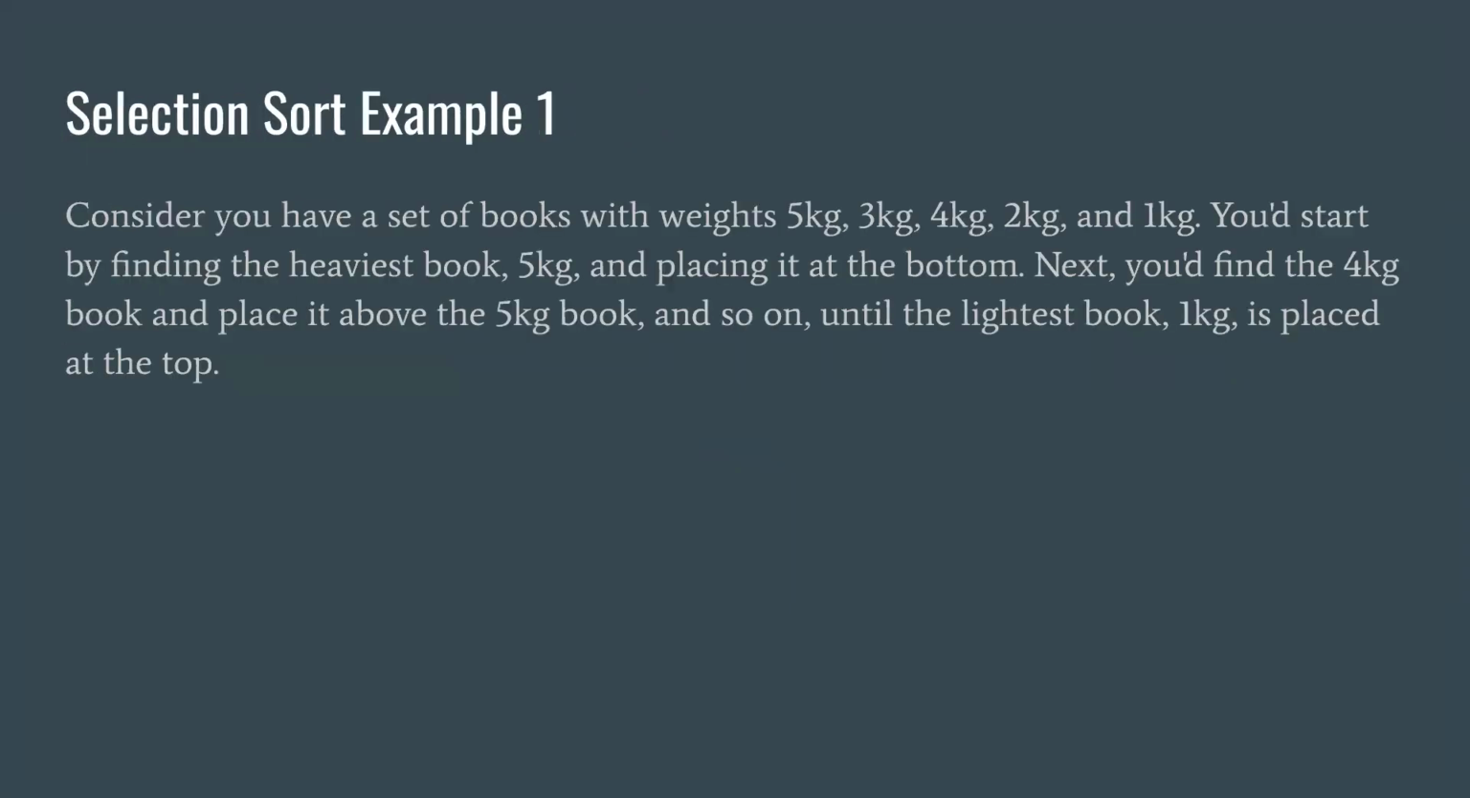Here's an actual selection sort example. So the problem goes like this. Consider you have a set of books with weights 5 kilograms, 3 kilograms, 4 kilograms, 2 kilograms, and 1 kilogram. You start by finding the heaviest book, 5 kilograms, and placing it at the bottom. Next, you find the 4 kilogram book and place it above the 5 kilogram, and so on until the lightest book, 1 kilogram, is placed at the top. So this is a more concrete example based on what I talked about in the previous slide.